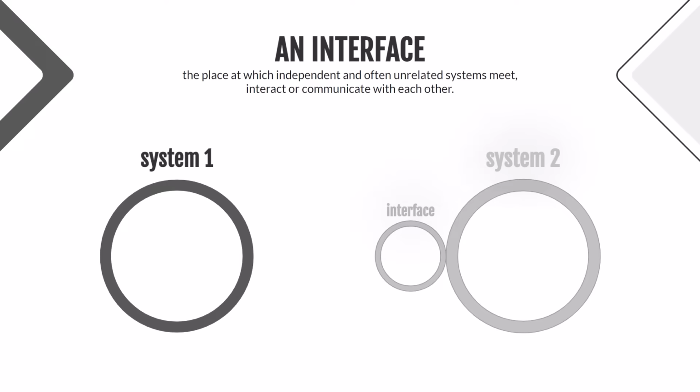Because of this, system number 2 has the interface. Systems interact or communicate through the interface. That's all, schema is done. For now, it is very confusing.